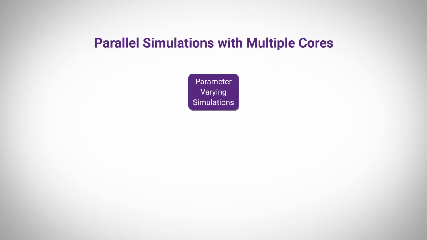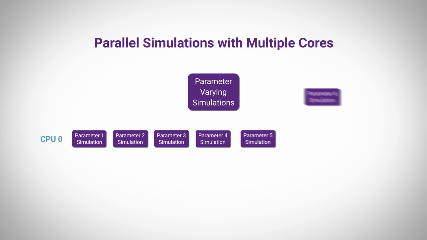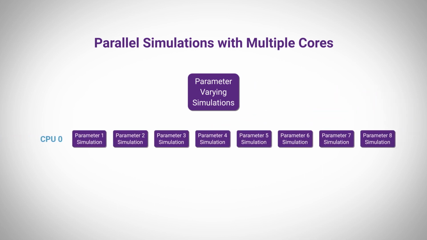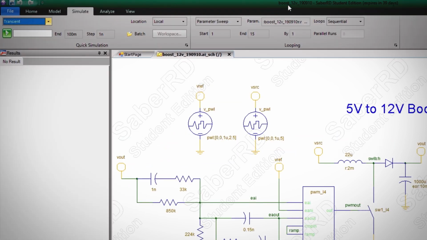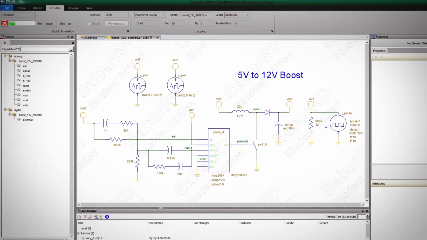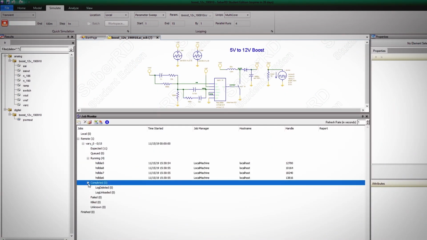When using any of the parameter varying analyses, SaberRD performs multiple simulations. These simulations can be executed in parallel with multiple computer cores. To set up parallel execution, change the loop's specification from sequential to multicore. Set the number of parallel runs to the number of cores available on your computer to get the shortest execution time. The job monitor window displays the progress of the simulation runs during execution.